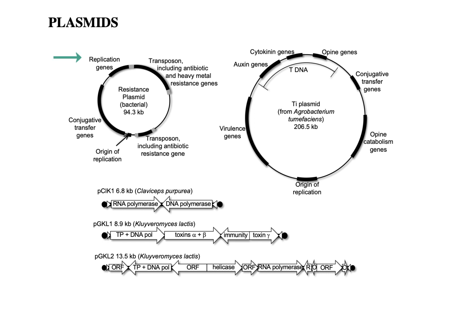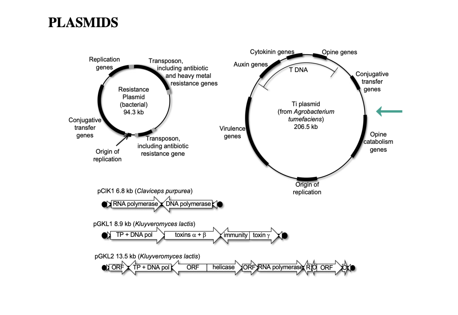They have replication genes, an origin of replication, conjugative transfer genes in some. In others, a transposon, including antibiotic and heavy metal resistance. And they often are retained by the organism primarily because they have those antibiotic or heavy metal resistance genes.